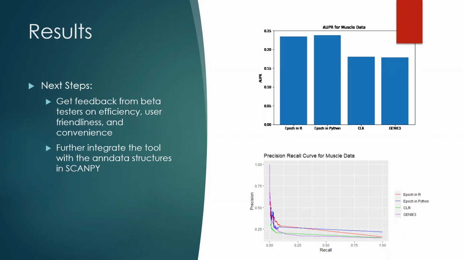And some next steps to this project will include getting feedback from the beta testers for this tool on the efficiency of the code and the user-friendliness of the tool, as well as integrating the outputs of the EPIC in Python with the AnnData data structure in Scampi, instead of storing the network in data frames. And this incorporation of the AnnData data structure in the Scampi package can add to the convenience for the researchers. And that's what I have for my project.